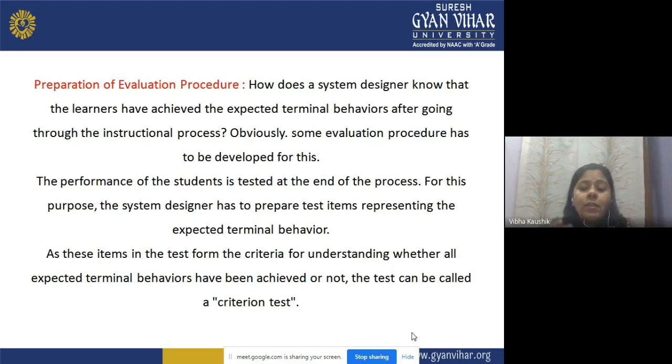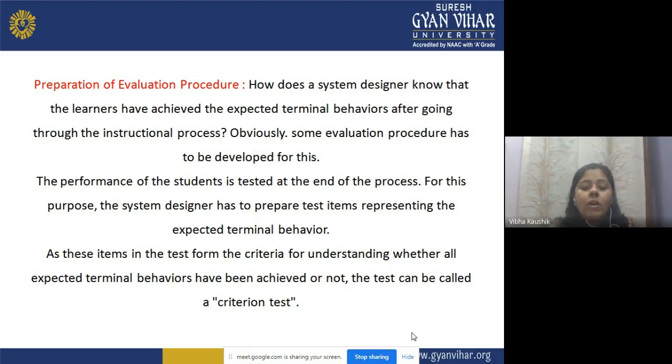And what will be the basis of constructing these test items? These test items will help me to know whether you have learned these topics or not. All these items in the test form the criteria for understanding whether all expected terminal behavior have been achieved or not. Now, what do you mean by that? I will be able to know whether I am able to fulfill or achieve these objectives or not. If my learner is able to give me the answers, then I will say definitely they have been able to learn that topic and my objectives are fulfilled.